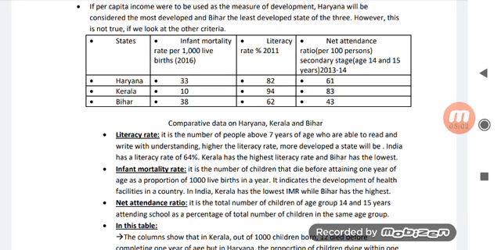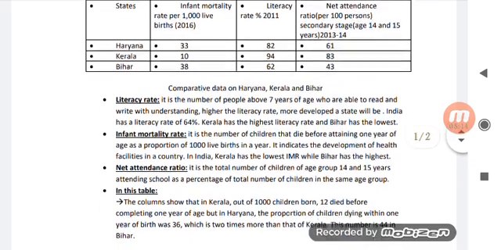Literacy rate is the number of people above 7 years of age who are able to read and write with understanding. Higher the literacy rate, more developed a state will be. India has a literacy rate of 64%. Kerala has the highest literacy rate and Bihar has the lowest.